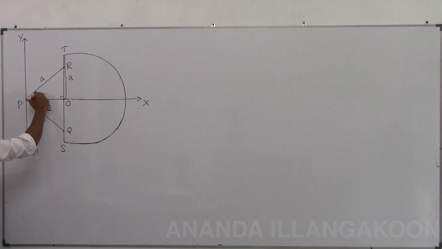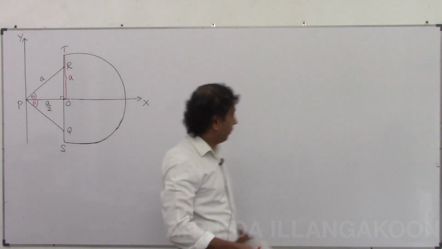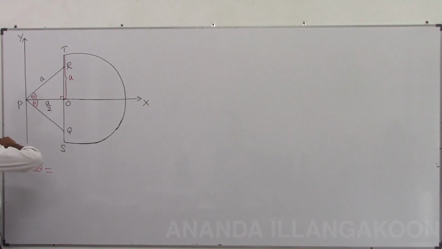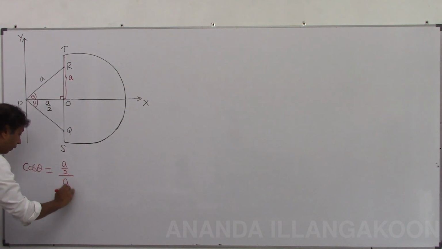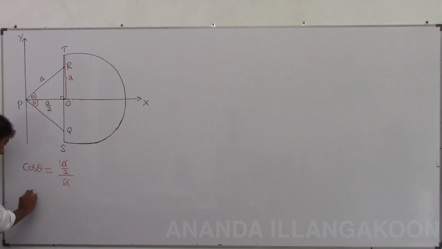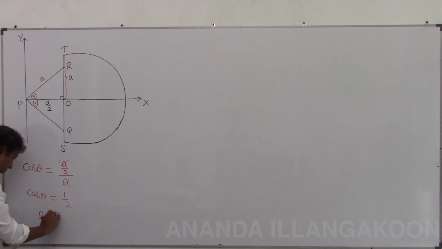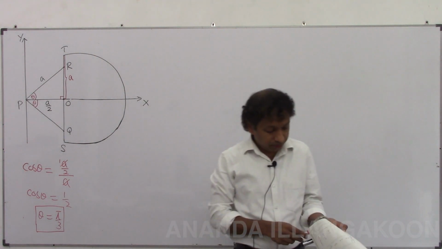This angle, if I take it as theta, then this is also theta because these two triangles are congruent triangles. Right? Okay. Then here we can write cos theta as the adjacent divided by the hypotenuse. Cancelling this and this, we get cos theta as half, so theta is pi by 3. Angle theta is pi by 3. Right.